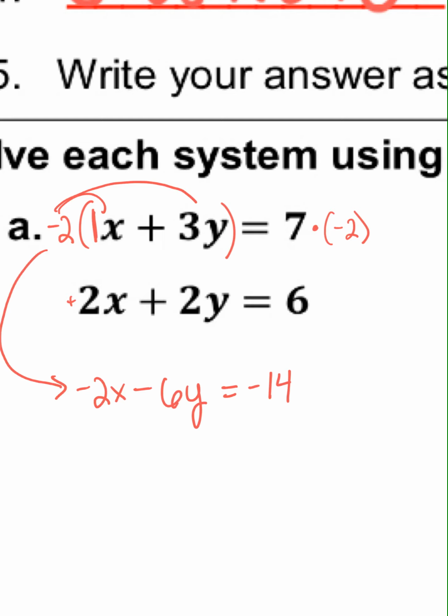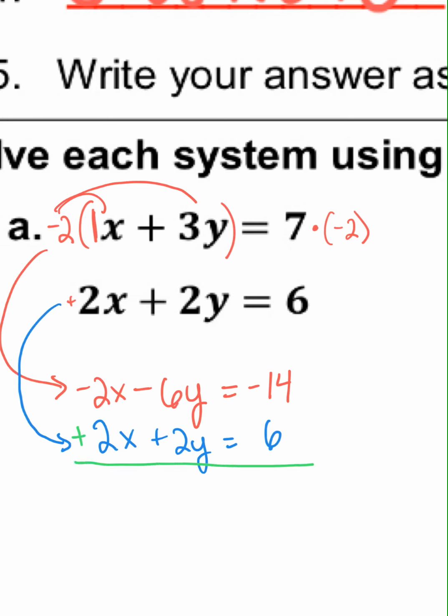Okay, now I'm going to bring down the blue equation, which will make that one blue, underneath it. So 2x plus 2y equals 6. That stays the same. Okay, now it's the same steps as before. We're going to add and see if anything eliminates. And if we do get something that eliminates, that means we did our job correctly.